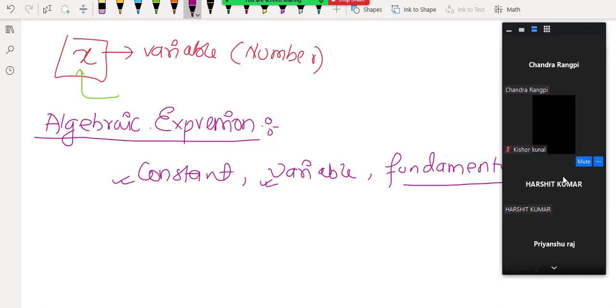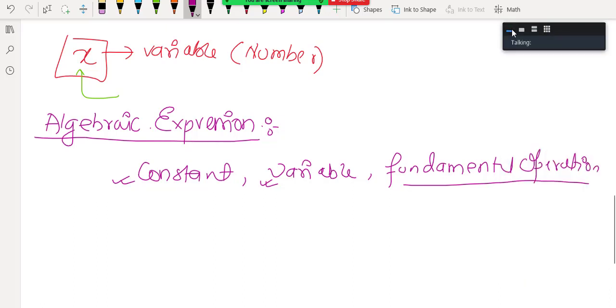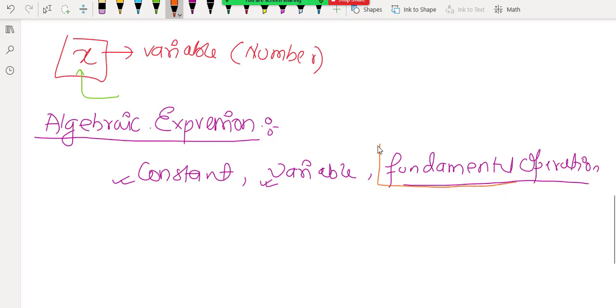Very good. Can anybody tell me what is the meaning of fundamental? Anyone? No one. Okay. Try to listen. So fundamental means nothing but basic. Means initial चीज. ठीक है. Operation. Operation means what? What is operation?